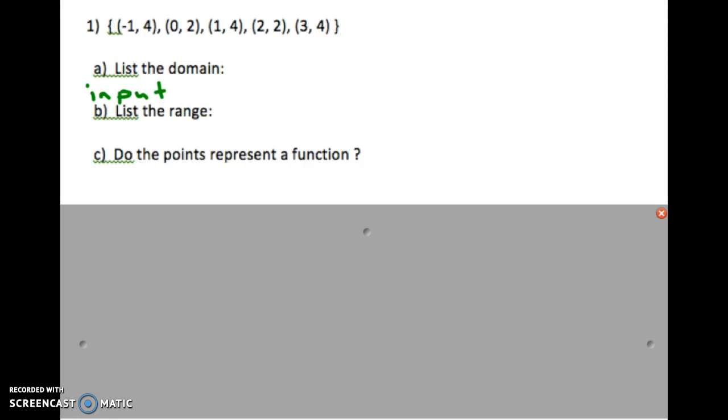Domain, if you remember, those are the input values. In the case of points, those would be the x values. So we're going to look at our list of points and pull out the x values. So let's see what we got. We got -1, we got 0, we got 1, we got 2, and we got 3.